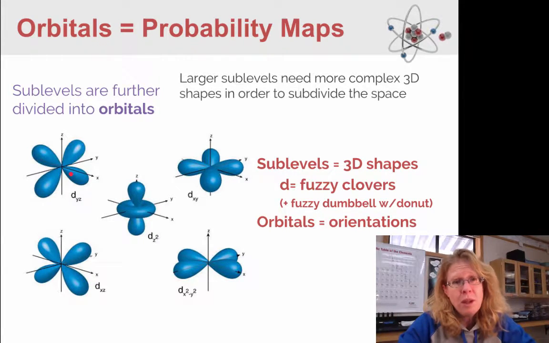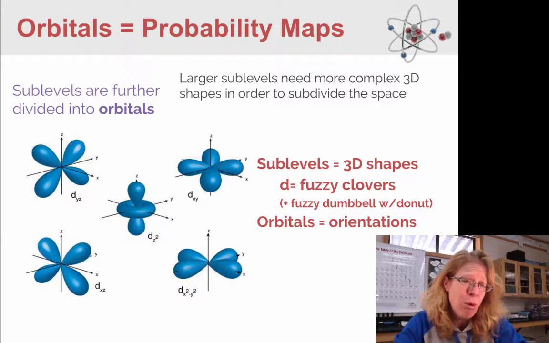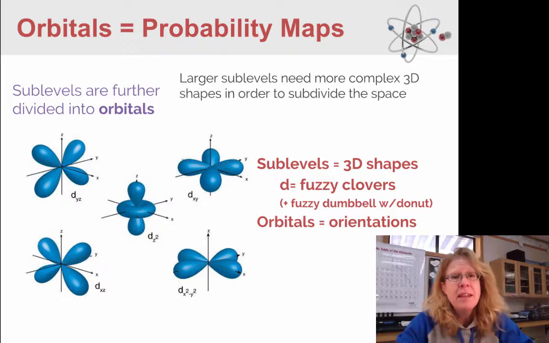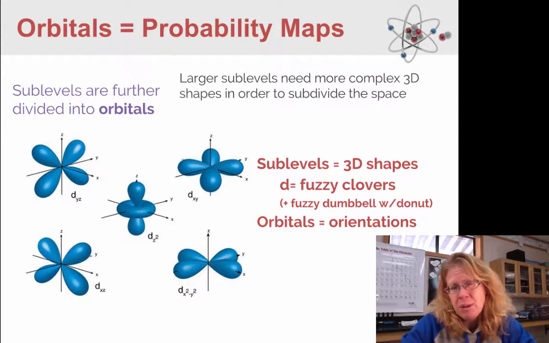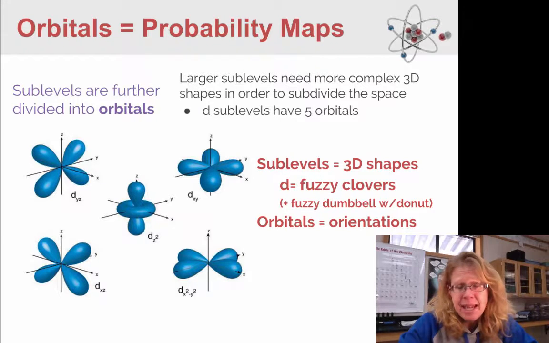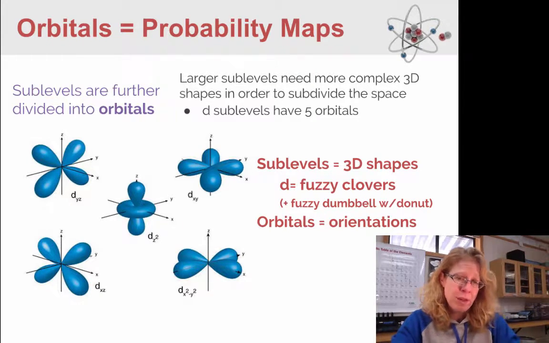And again, with these more complex shapes and more electrons, that 3D sublevel is pretty big. They needed more complex three-dimensional shapes to make the electrons able to split up that space. In this case, we've got 5 different orbitals. It was 1 for S, 3 for P, and 5 for D. It's a pattern of odd numbers.